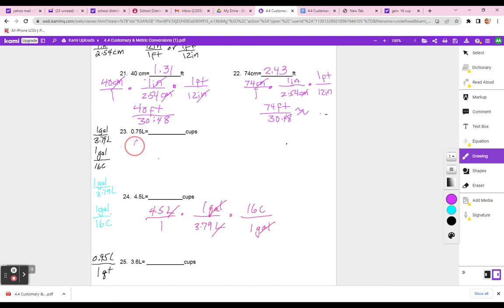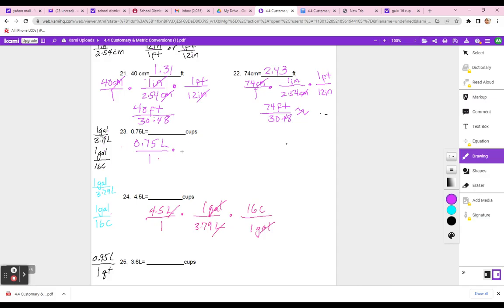All right, so we start with liters and we're going to convert it to cups. We need the correct conversion factor. We know that 1 gallon is 3.79 liters and 1 gallon is 16 cups. We're going to have to use these two conversion factors. We have to go from liters to gallons first and then from gallons to cups.